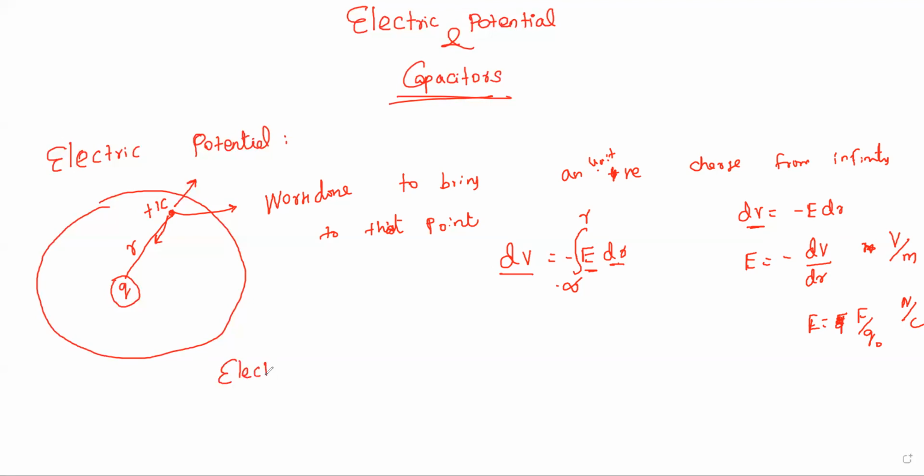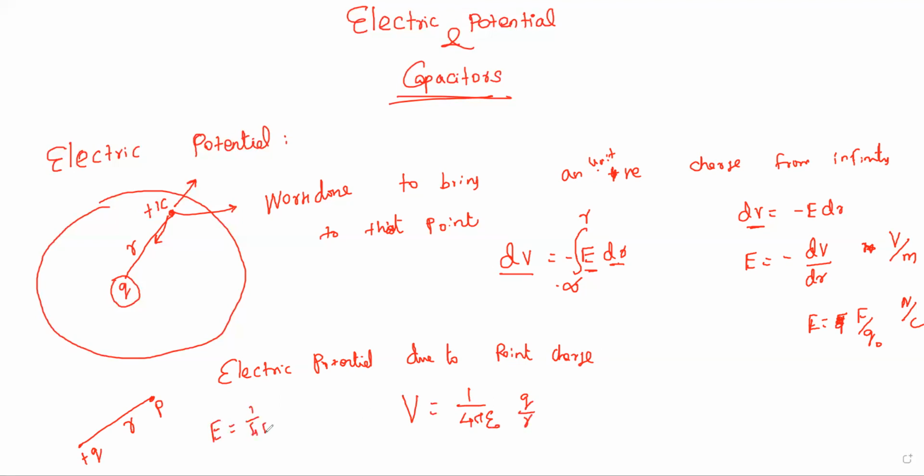In this way, we found two things. One is the electric potential due to a point charge. For example, if you have charge q and you want to find the electric potential at a distance of r from q, the electric potential is 1 by 4 pi epsilon 0 times q by r. E is 1 by 4 pi epsilon 0 times q by r square, and if you just remove this r, you will get the electric potential. So this is the basic formula, and this potential is a scalar quantity.